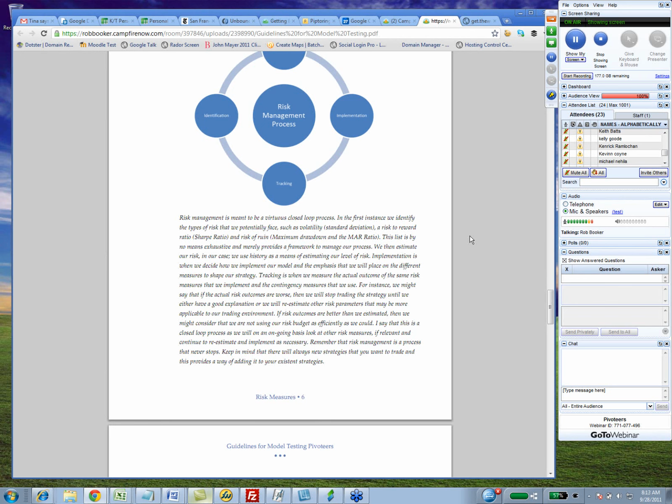And if the risk outcomes are better than expected, if you have 10 or 15 winners in a row, or the winners are way bigger than the average winners are in general, then we might consider that we're not using our risk budget as efficiently as we could. I say that this is a closed loop process, as we will on an ongoing basis look at either other risk measures if relevant and continue to re-estimate and implement as necessary. And remember that risk management is a process that never stops. And keep in mind that there will always be new strategies that you want to trade, and this provides a way of adding it to your existing strategies.